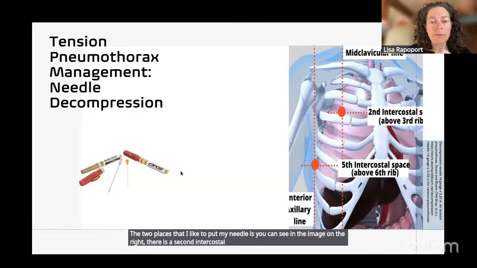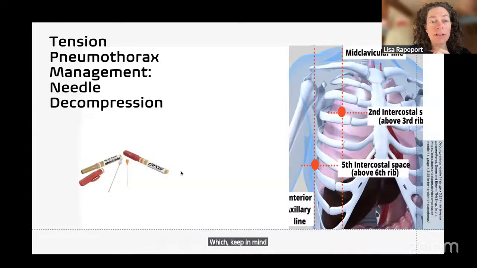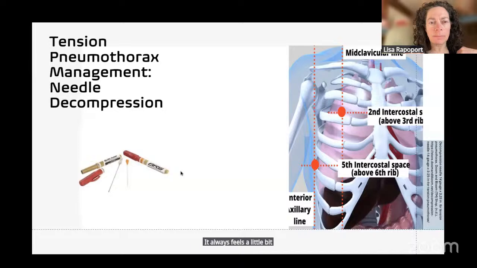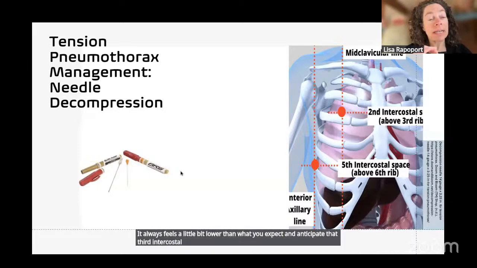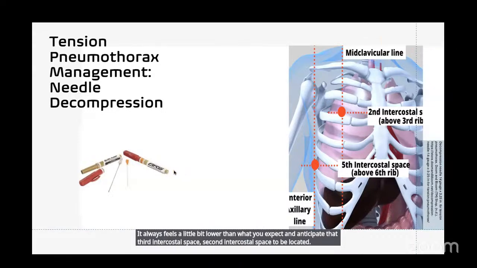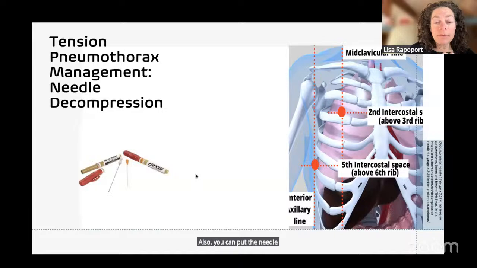It's above the third rib, and keep in mind that the first rib is hidden under the clavicle. So when you're feeling on the surface of the body, it always feels a little bit lower than what you expect and anticipate that the second or third intercostal space would be located. Also, you can put the needle in laterally, in the mid-axillary line above the sixth rib or so.